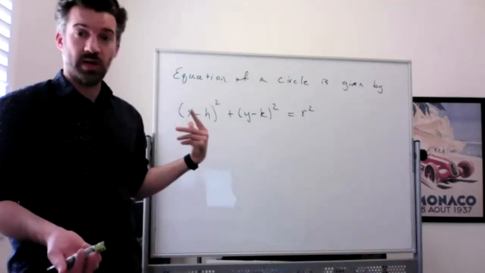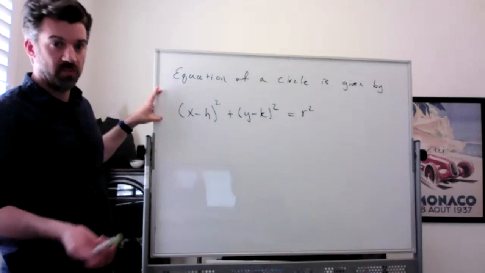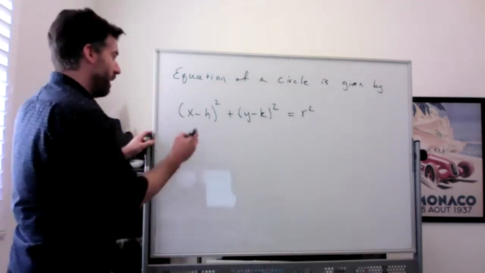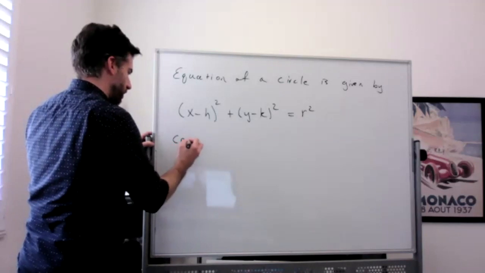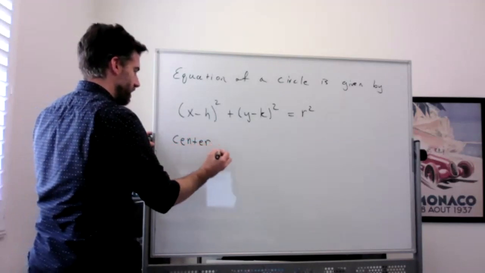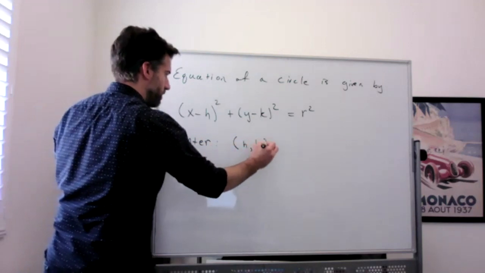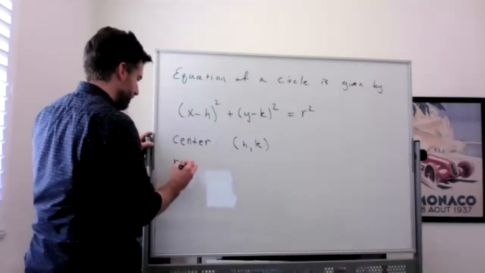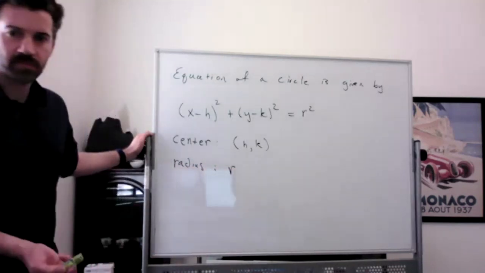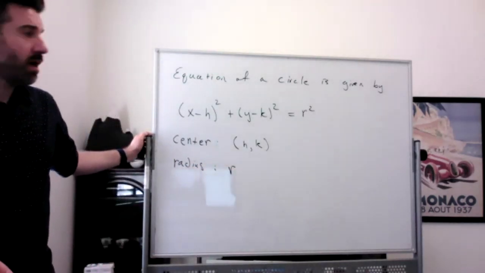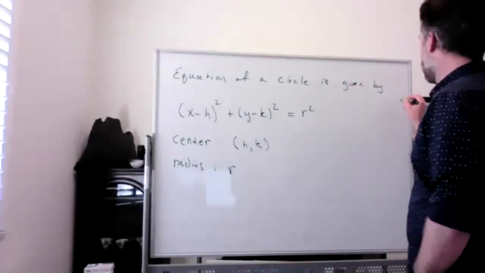Same kind of thing is true here. This is the standard form of a circle, x minus h squared plus y minus k squared equals r squared. And looking at this equation, we can automatically see that the center of the circle is the point h comma k, and the radius of the circle is r.